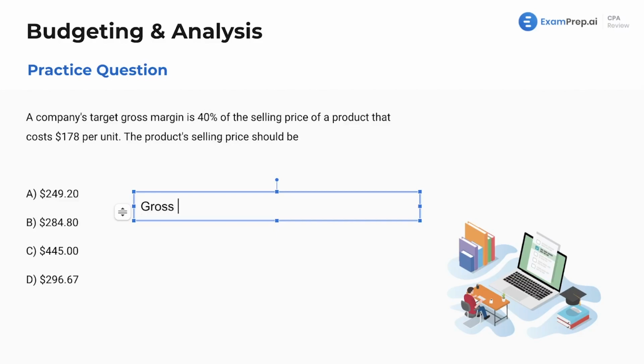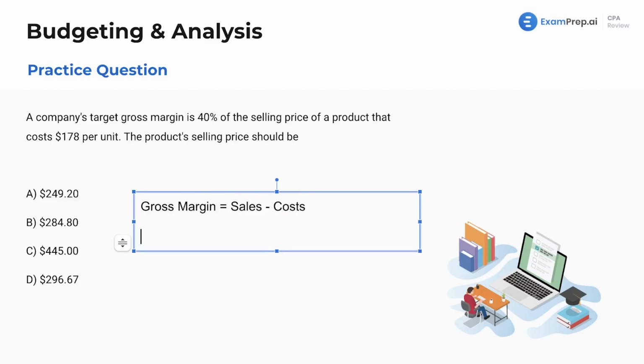So gross margin as a number is sales minus costs. That's something to definitely memorize. Now, the gross margin percentage, which we see it presented at, is gross margin percent equals, sales minus costs divided by sales. That gets you your gross margin percent, right? How much are you taking home?